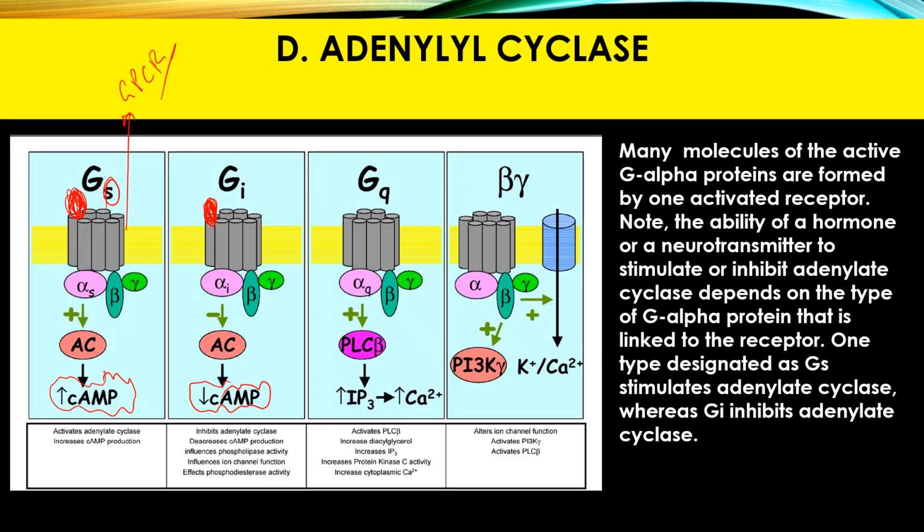So we can read from here also: many molecules of the active G proteins are formed by one activated receptor. Note the ability of a hormone or a neurotransmitter to stimulate or inhibit adenylate cyclase depends on the type of G alpha protein that is linked to the receptor. One type is designated as Gs and stimulates adenylate cyclase, whereas Gi inhibits adenylate cyclase. You can see here, this is the G alpha S, and this is the G alpha I, and it will inhibit the cyclic AMP.